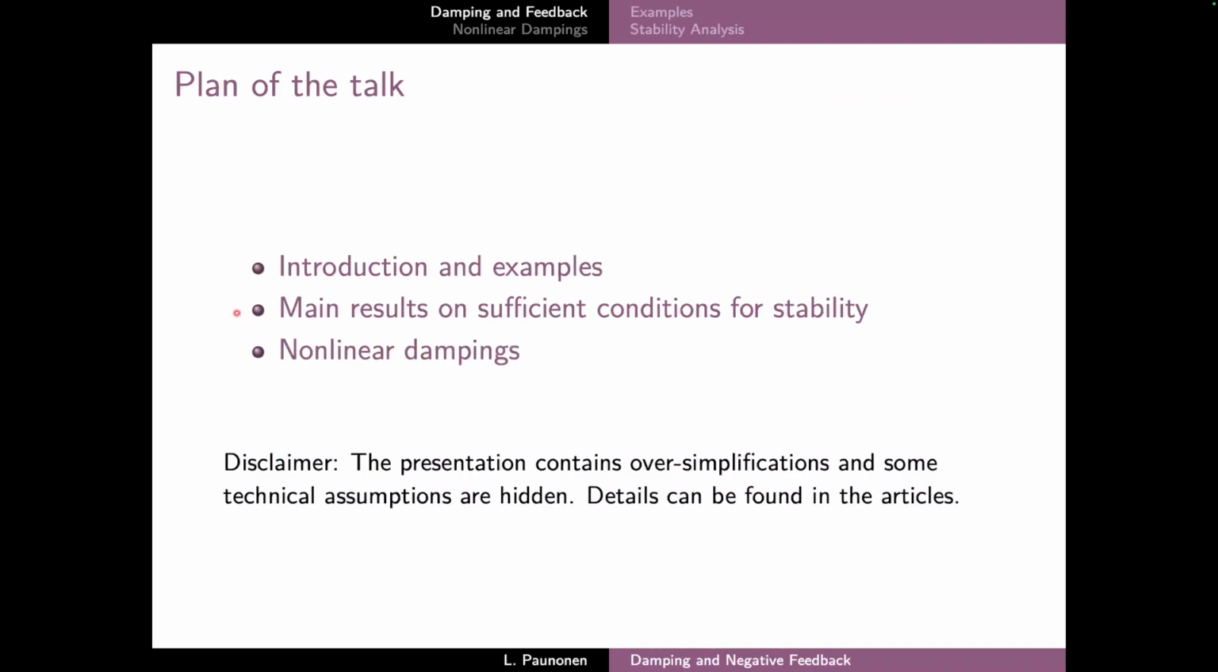And I'm going to begin with some introduction and illustrative examples of the types of equations we can consider. My main results concern sufficient conditions for stability of our equation. And finally, in the last part of the talk, I'm also going to speak about similar types of models, but this time with nonlinear dampings.